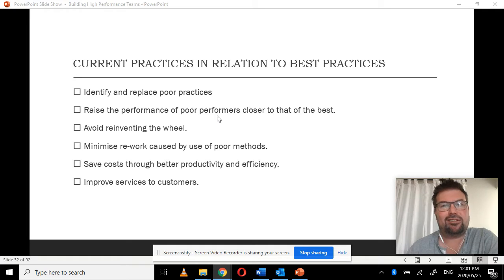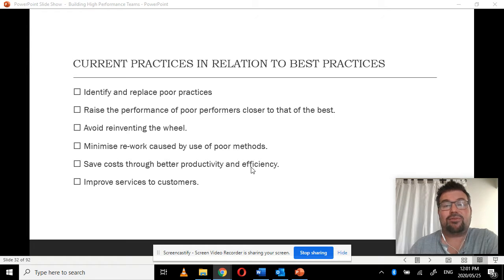Okay, so we're going to take a look at all the things that we're not doing well. What do other companies, what do other industries do that actually works, and how do we move towards that? Then we avoid reinventing the wheel. So we're not going to try and develop our own strategy. We see what works, and then we start to bring that into our processes.